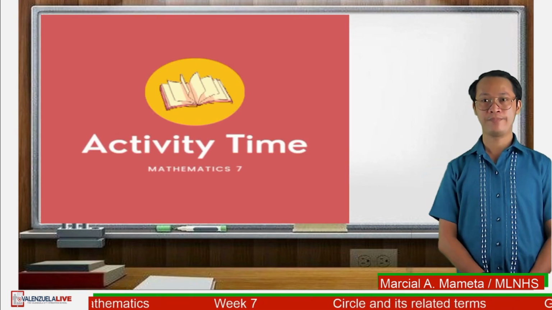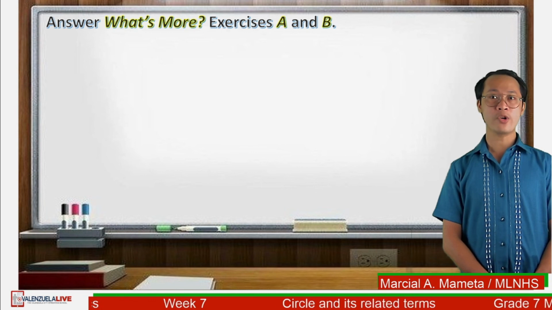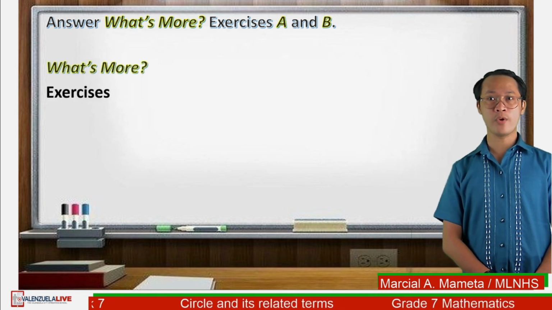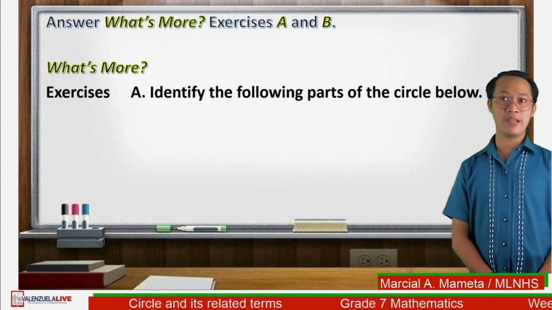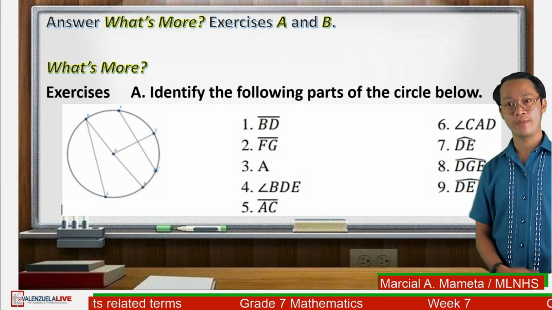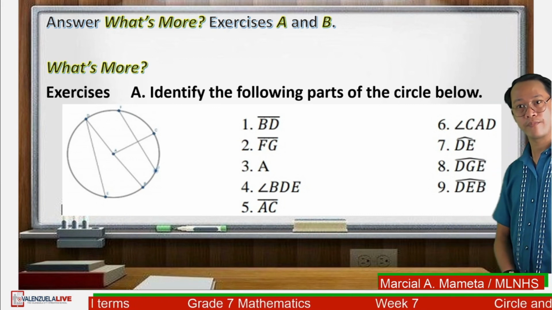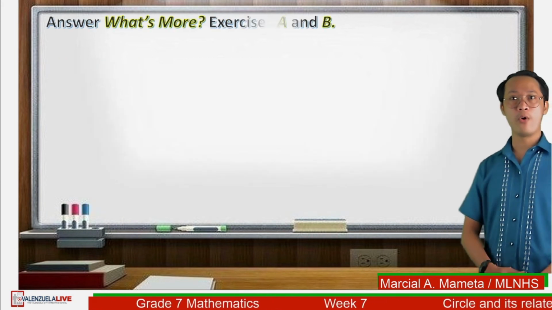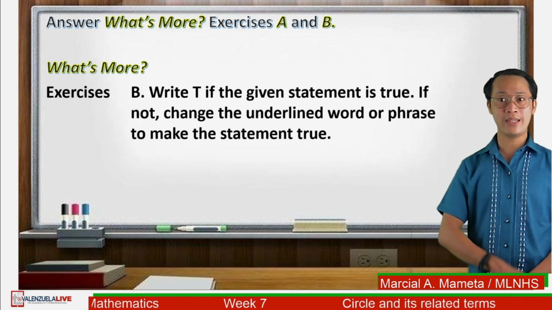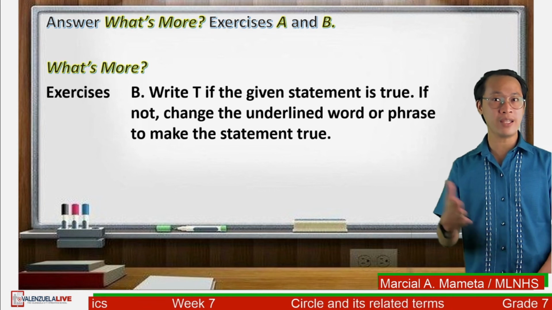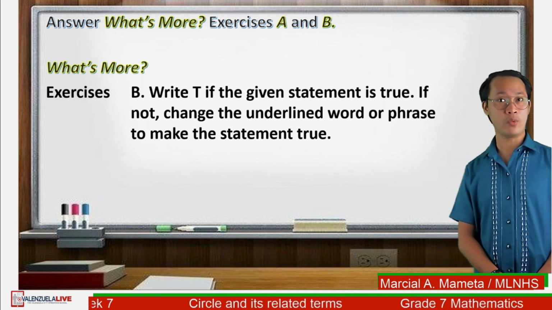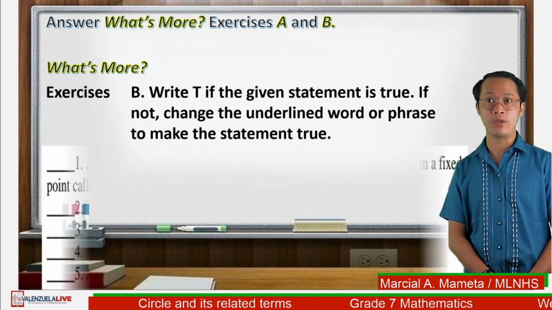Activity time. Answer What's More, exercises A and B. For What's More exercise A, identify the following parts of the circle below. These are the questions. For exercise B, write T if the given statement is true. If not, change the underlined word or phrase to make the statement true.